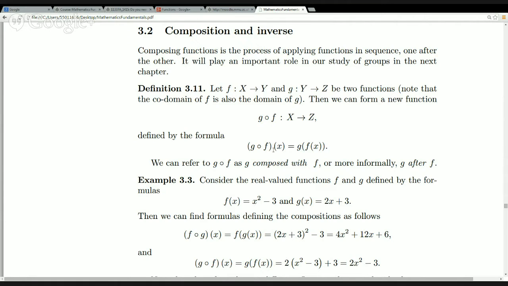And how is it defined? Well, to define a function, you have to say what its values are. Functions are processes which take inputs and give you values. So you have to be able to say what the values of this composition function are. And g after f, evaluated at an element x from the domain, capital X, is given by this value here: g of f of x.